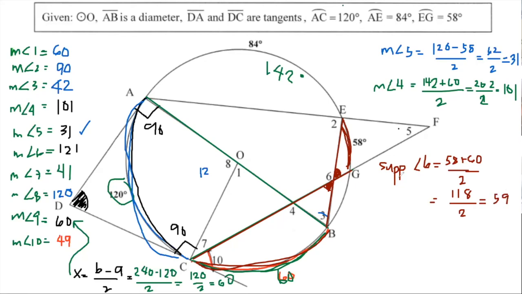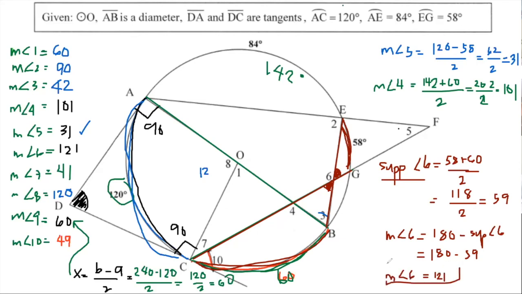And since this is 59 and that's the supplementary of 6, therefore the measure of angle 6 is 180 minus the supplementary of angle 6. So therefore, 180 minus 59 will give you 121. So that's why the measure of angle 6 is 121.